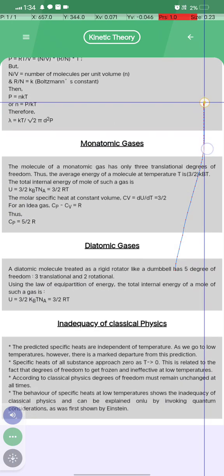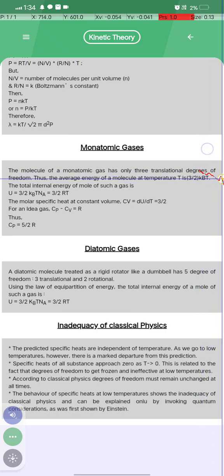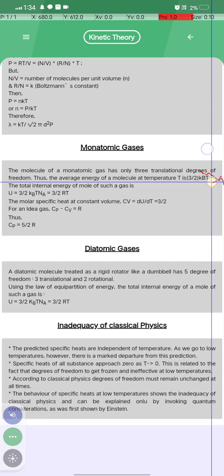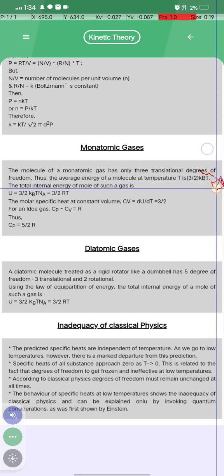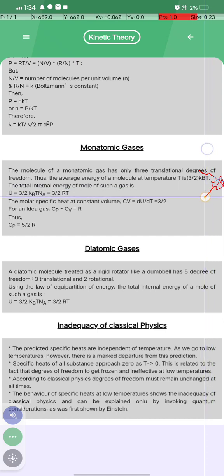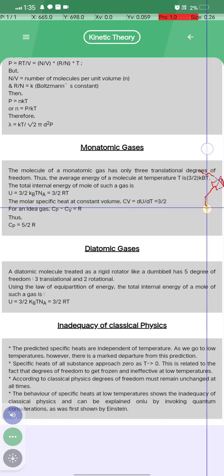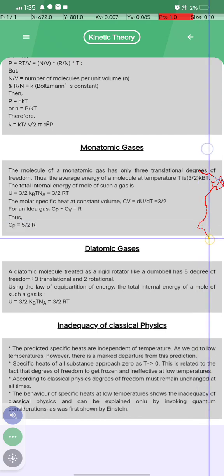Last, what about monoatomic gases? The molecules of monoatomic gases have only 3 translational degrees of freedom. The average energy of a molecule at temperature T is 3 by 2 kBT, and the total energy of the molecules of such a gas is U is equal to 3 by 2 kBT NA, which is equal to 3 by 2 RT. The molar specific heat at constant volume Cv is equal to dU by dT, which is equal to 3 by 2 R, and for an ideal gas Cp minus Cv is equal to R, and thus Cp is equal to 5 by 2 R.